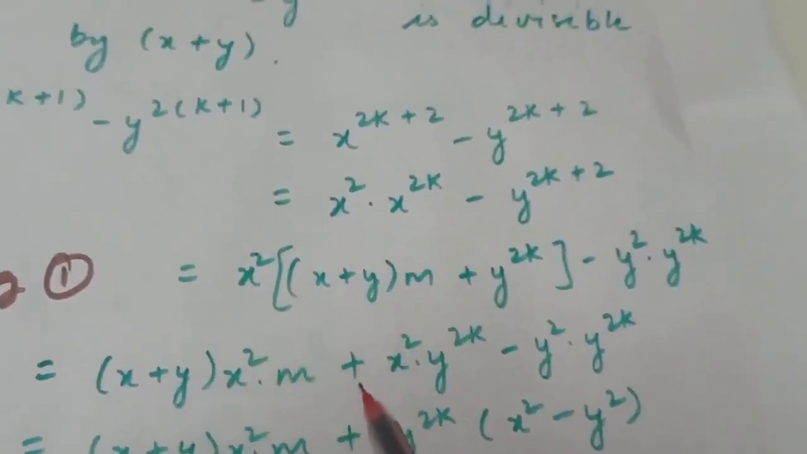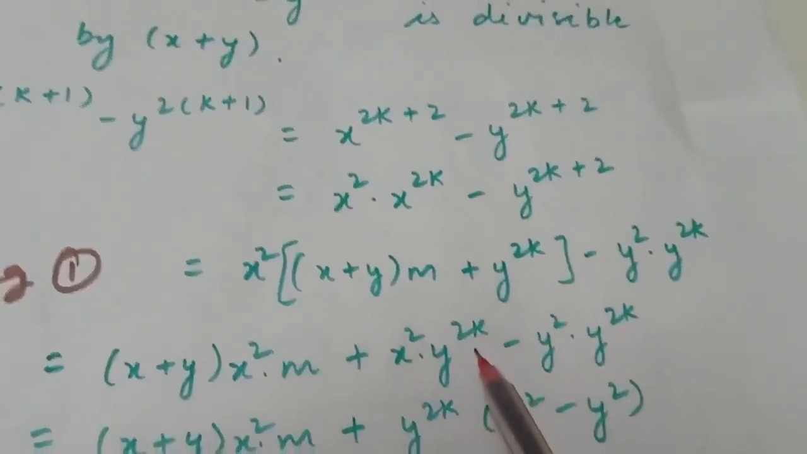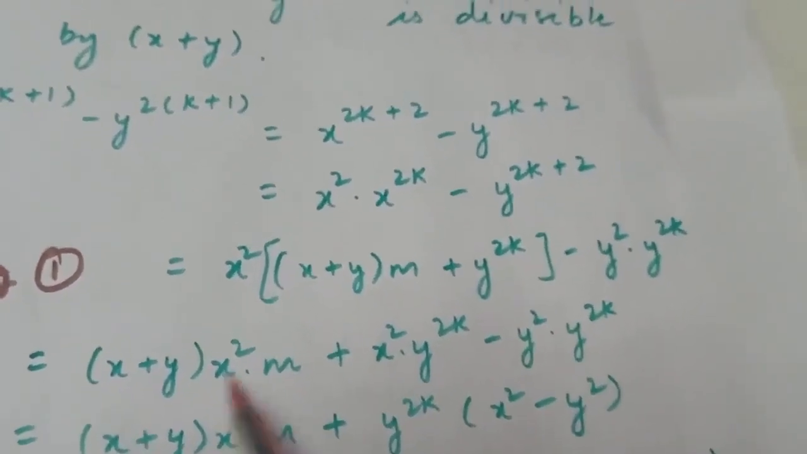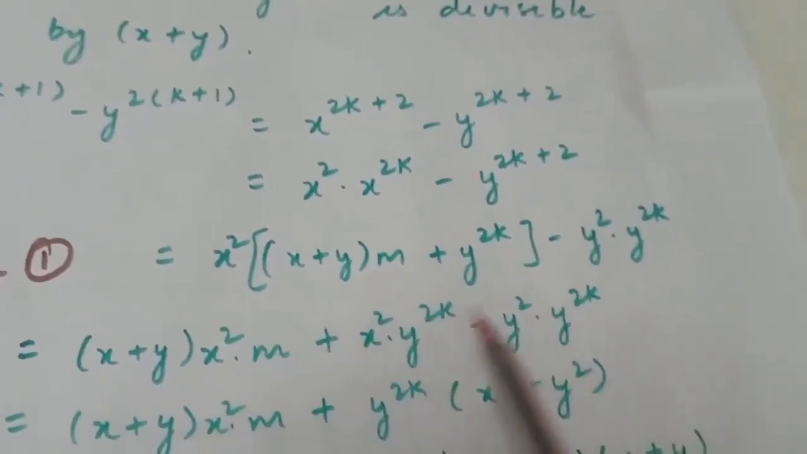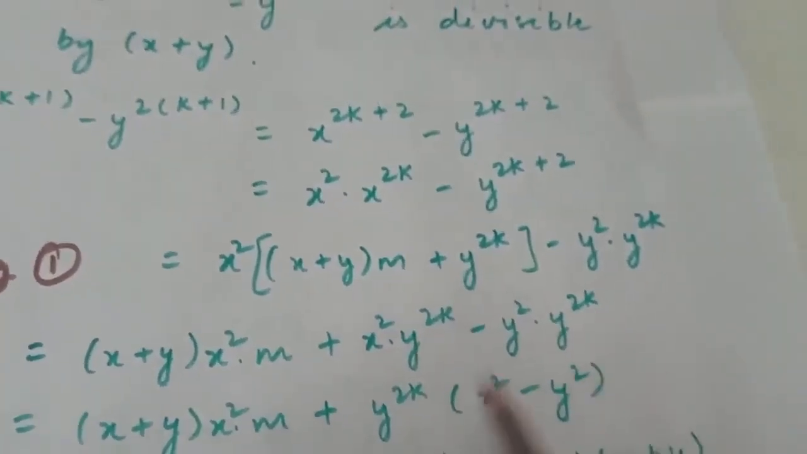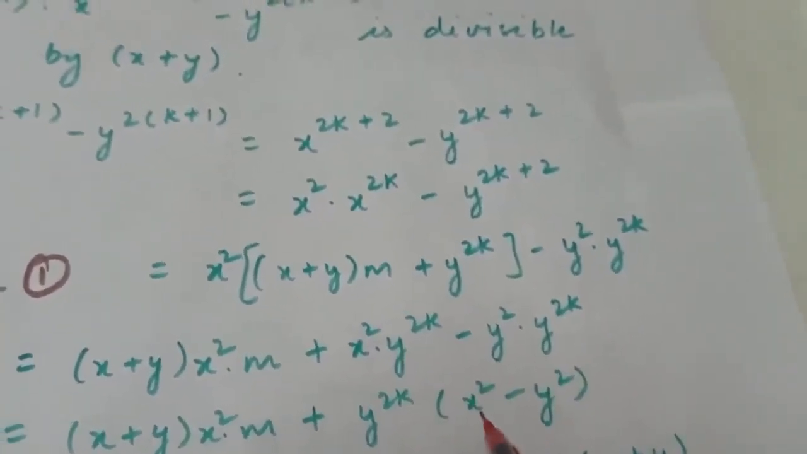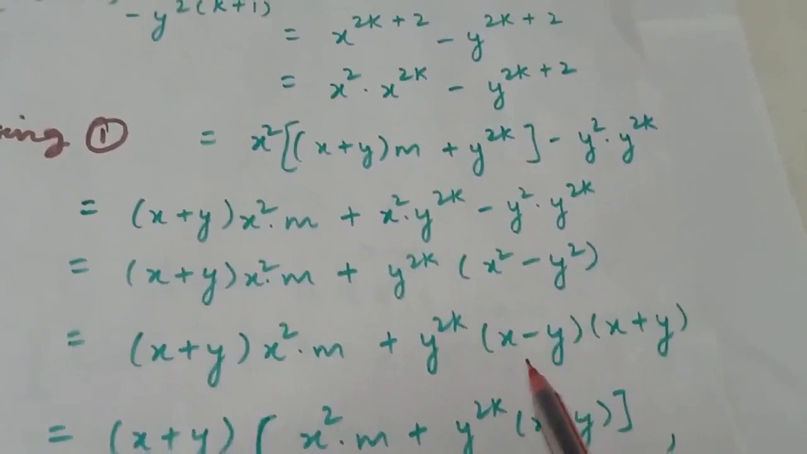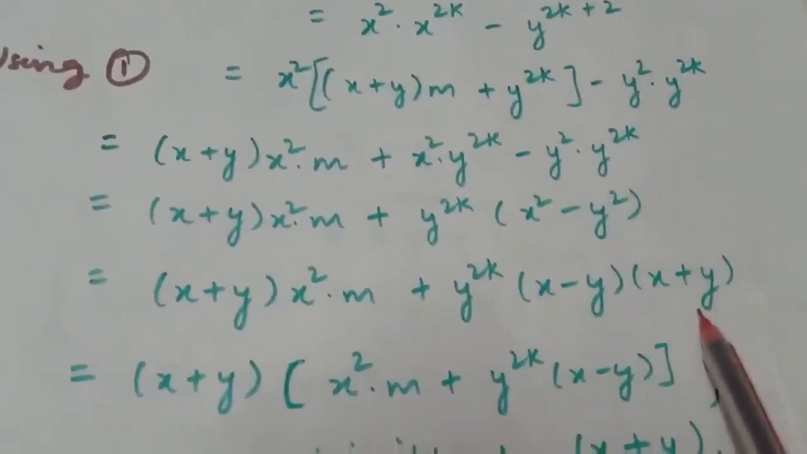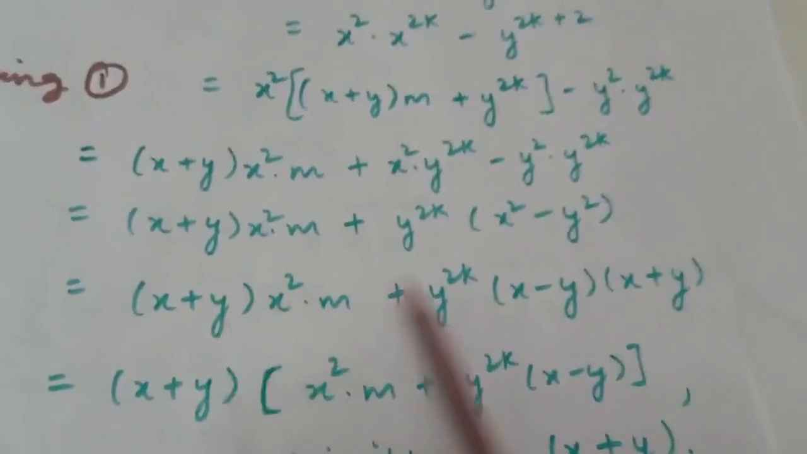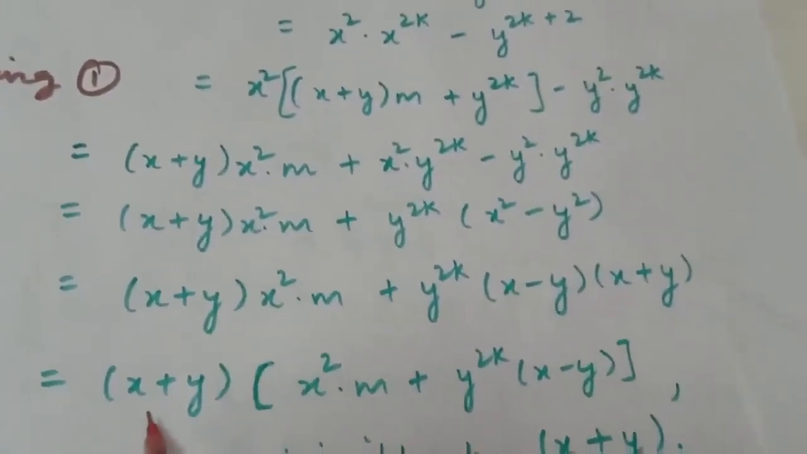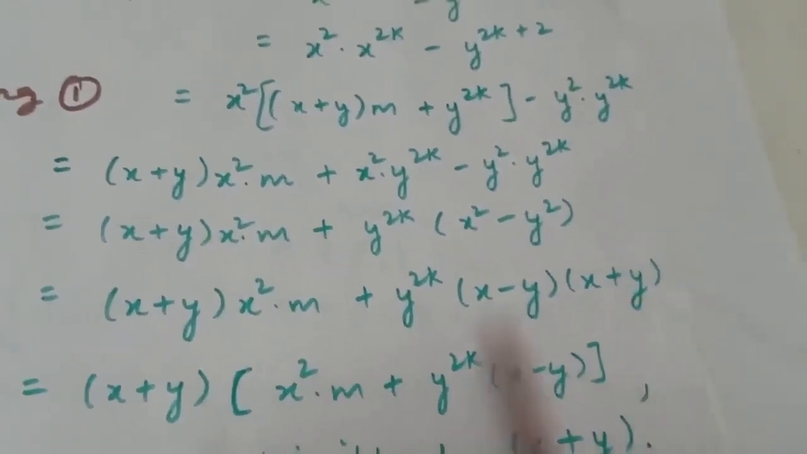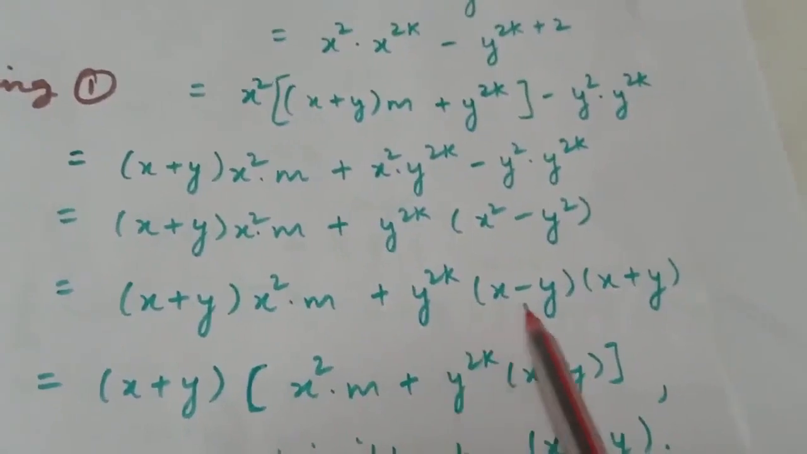Now multiplying both the terms with x square, this term will be x plus y, x square into m plus x square into y raised to the power 2k minus y square into y raised to the power 2k. This term as it is, from both of these terms we are taking y raised to the power 2k common. The left term will be x square minus y square, which can be further written as x minus y into x plus y, and this term as it is. Now from both these terms we can take x plus y common, write down the left term x square into m plus, here we have taken x plus y common, so y raised to the power 2k into x minus y.